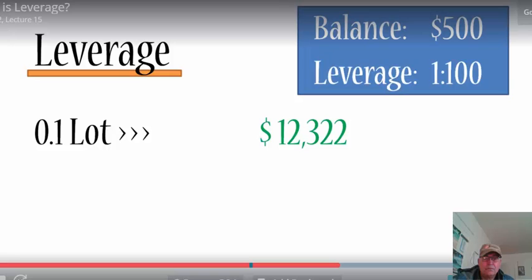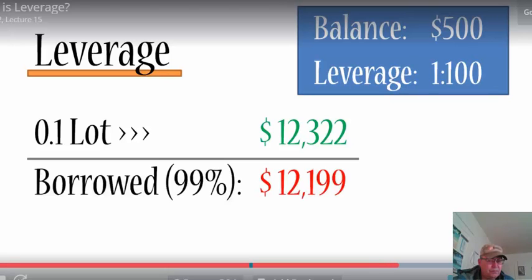But with leverage, if your leverage is 1 to 100, then your broker will actually only require you to have 1% of that money, and the broker will lend you 99% of the required amount. So in this case, your broker will lend you $12,199. So you're borrowing 99% of this required amount.